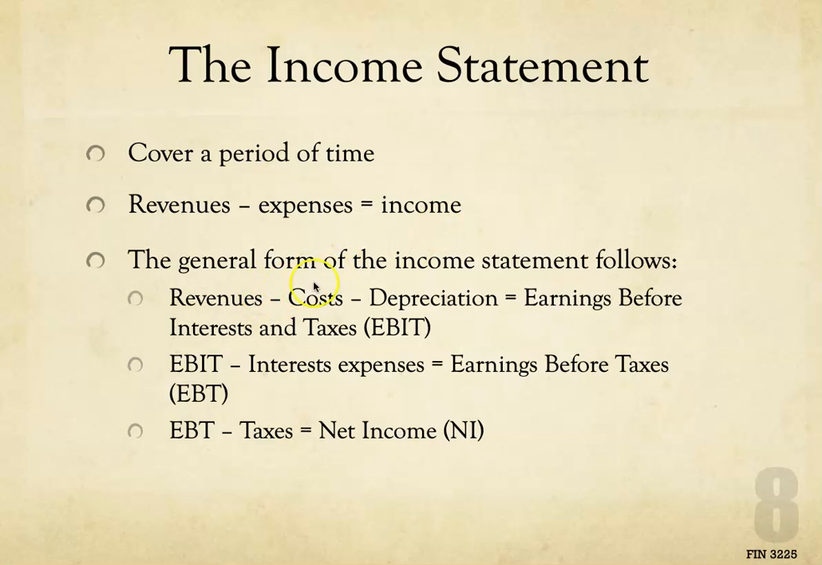In the general form of the income statement, we see revenues minus costs minus depreciation. We get the earnings before interest and taxes. We call that EBIT. EBIT minus the interest expenses, we get earnings before taxes. Earnings before taxes minus taxes, we get net income. So we start with revenues, we end up with net income. But this is only the general form. Different companies might show different items.